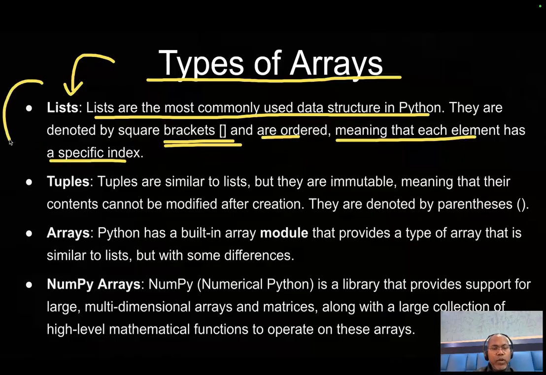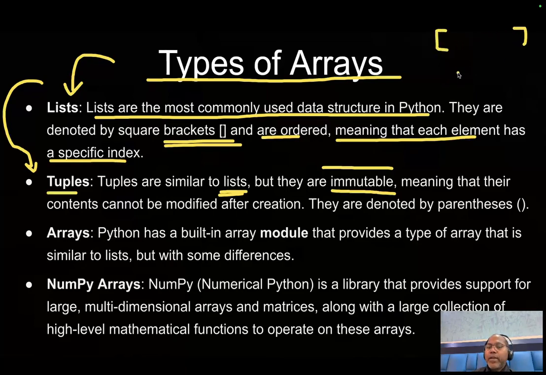Similarly, one more data structure you can use like an array is the tuple. A tuple is similar to a list, but the difference is that lists are mutable and tuples are immutable. Once you create it, generally we are not allowed to modify the contents. A list is written with brackets, and a tuple is written with parentheses.